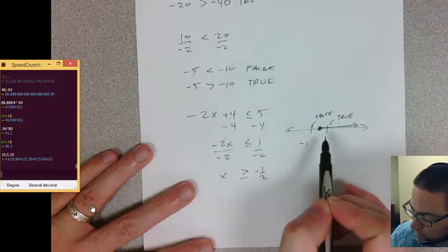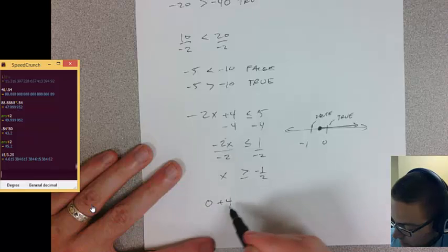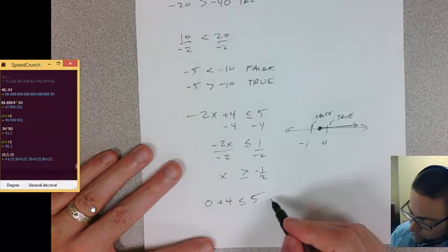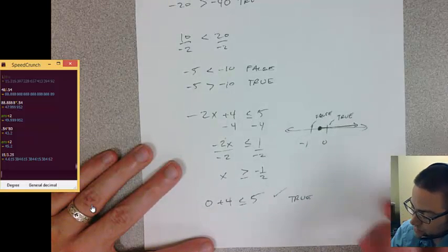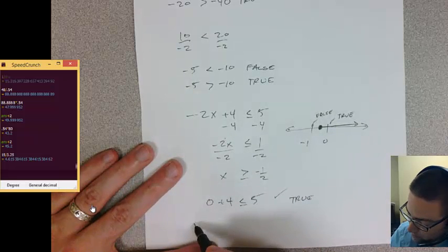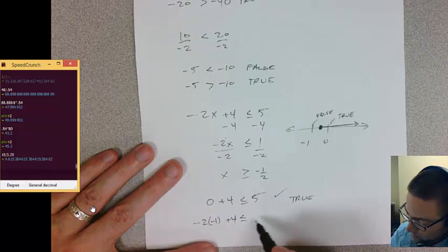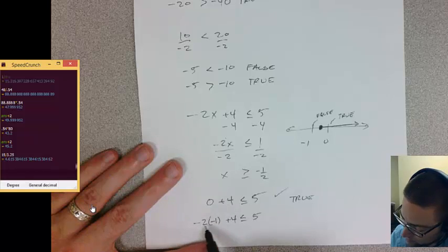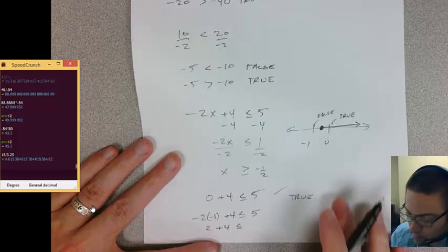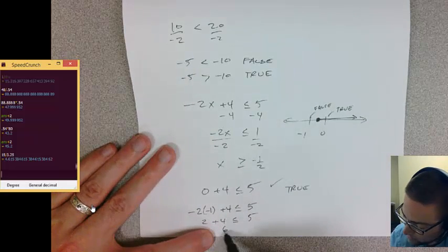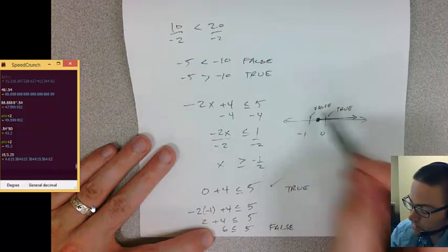So let me plug that value in and see if it works. 0 times negative 2 is 0, plus 4, is it less than or equal to 5? Yes, it is. That's true, and I expected it to be true. Now what if I try negative 1? Negative 2 times negative 1 plus 4, is it less than or equal to 5? Negative 2 times negative 1 is a positive 2, plus 4 is 6. So 6 is less than or equal to 5? No, that is false, and I expected it to be false, right?